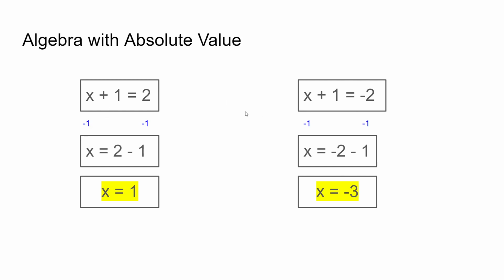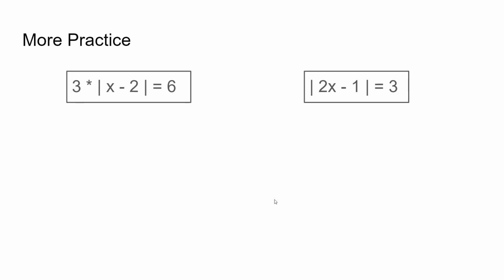Subtract 1 from each side on both of them. x is equal to 2 minus 1. x is equal to 1. x plus 1 is equal to negative 2. Subtract 1 from each side, so we get x is equal to negative 2 minus 1, and x is equal to negative 3. So these are our two answers for this absolute value equation.